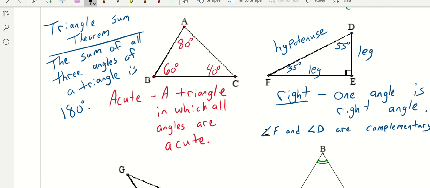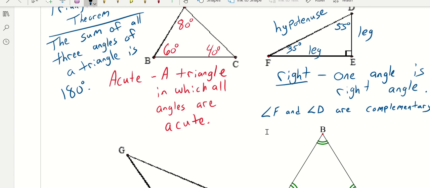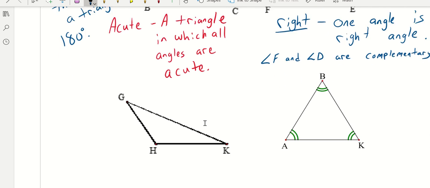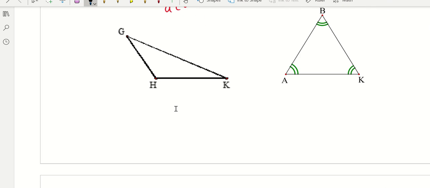Okay. We have a couple more types of triangles we want to look at that are classified based off their angle measures. Here, assuming this is drawn to scale, angle H is going to be an obtuse angle. Let's give some angle measures to it though. Let's say angle H is 110 degrees. Angle K, let's call that 30 degrees. And angle G, let's call that 40 degrees.